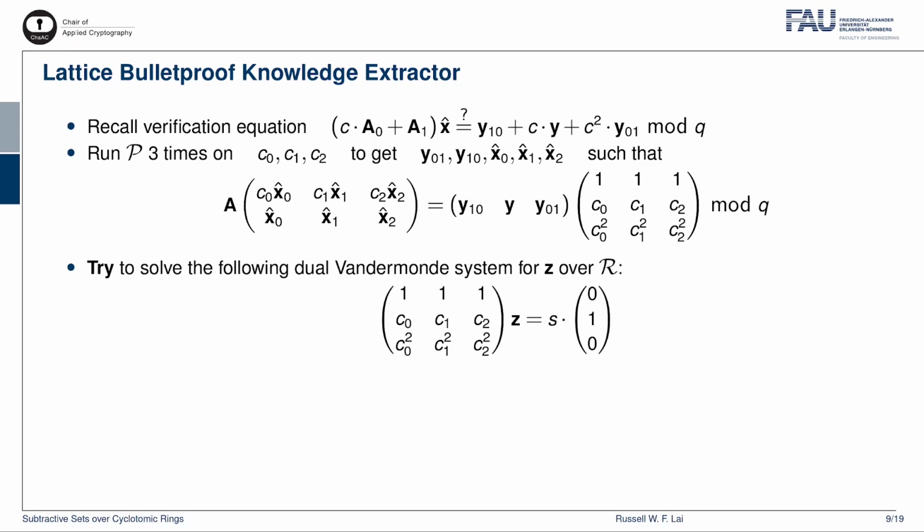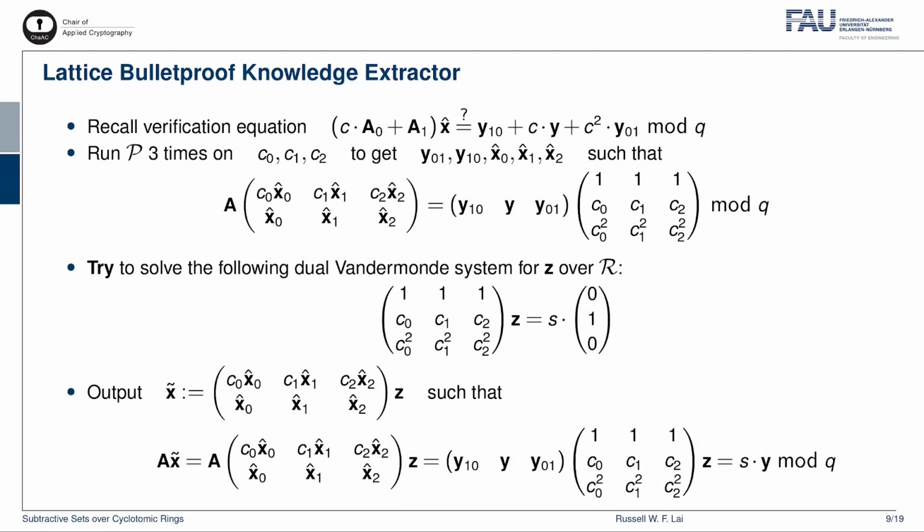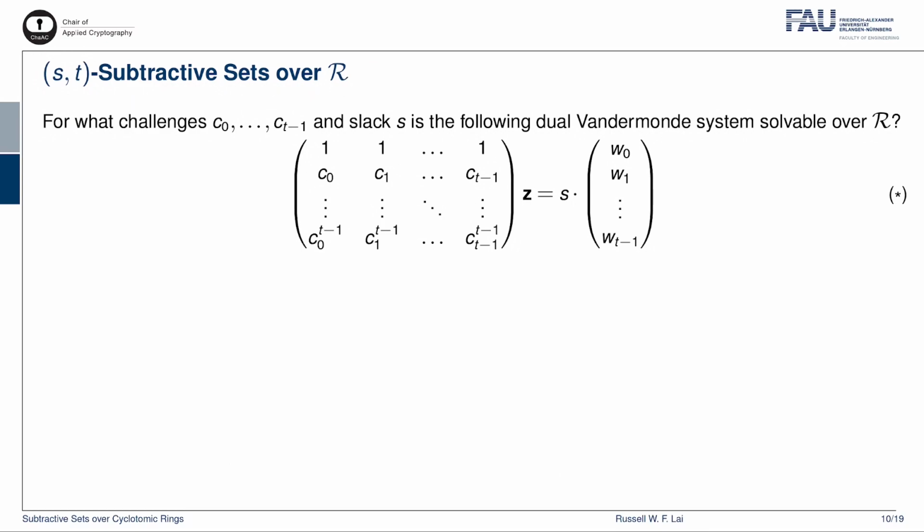Then the knowledge extractor would try to solve the following 3-dimensional dual Vandermonde system, again for a vector z over the ring R. If it is successful in finding such a vector z, it can compute the witness x tilde as shown on the screen now. You might have already observed a pattern that the knowledge extractor is always going to solve a dual Vandermonde system of a certain dimension. Therefore, a natural question to ask is, for what challenges C0 up to Ct-1 and slack S is the following dual Vandermonde system solvable over the ring R?